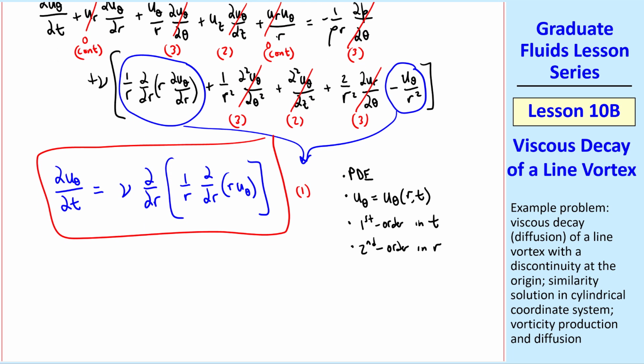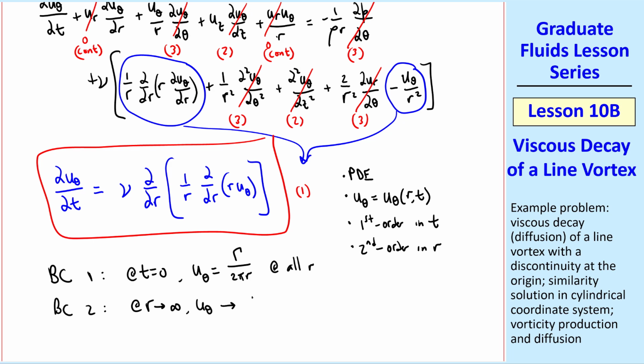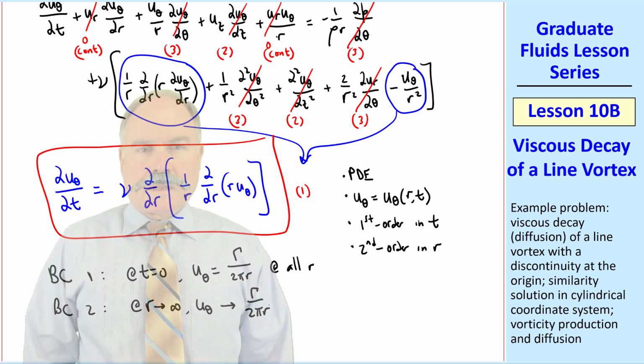Thus we need one boundary condition for t, namely at t equals 0, u theta is gamma over 2 pi r at all values of r. We need 2 boundary conditions for r. One of them is that as r goes to infinity, u theta must go to gamma over 2 pi r.